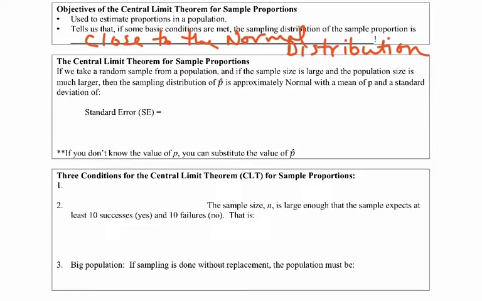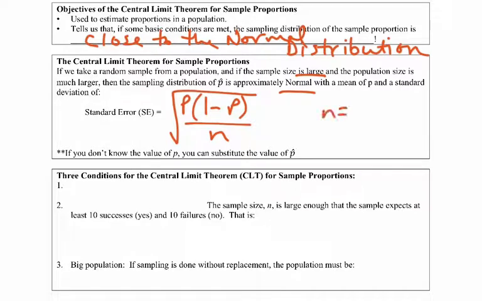If we take a random sample from a population and the sample size is large, and we'll talk about what that means in a second, and the population size is much larger, then the sampling distribution of p hat is approximately normally distributed with a mean of p and a standard deviation of, and the standard error that we had in the last section, same formula, the square root of p times 1 minus p divided by n. If you don't know the value of p, you can just substitute p hat. So remember that n is the sample size, and then p would be the population proportion, but this is important. We can use p hat if we don't know what the population proportion is.